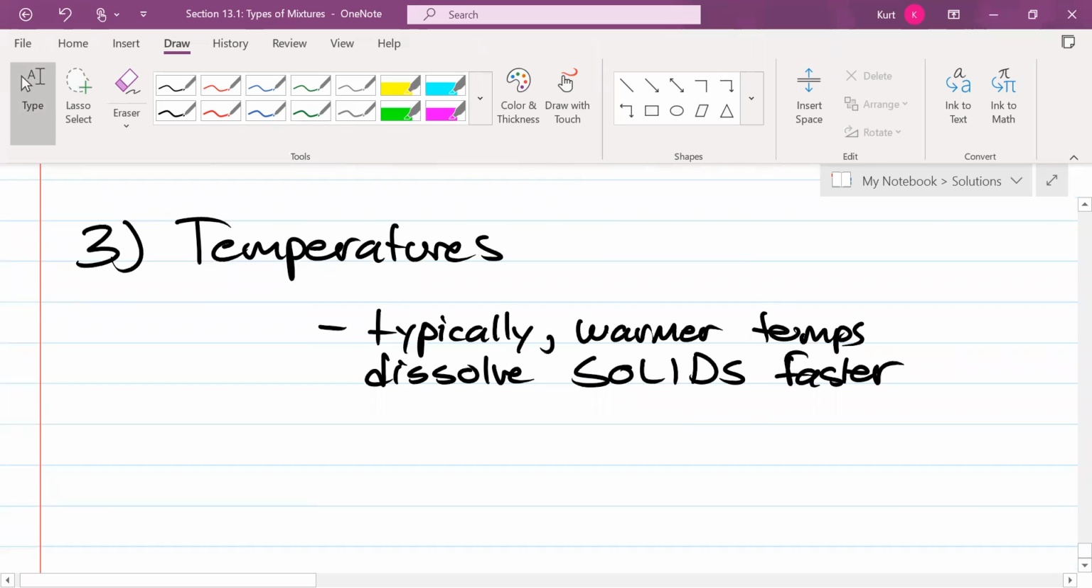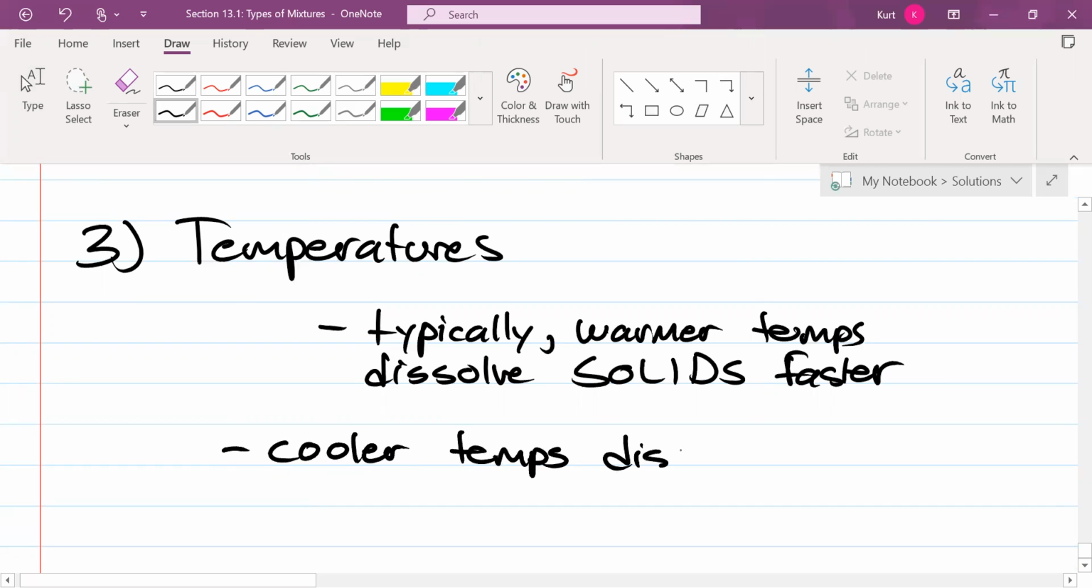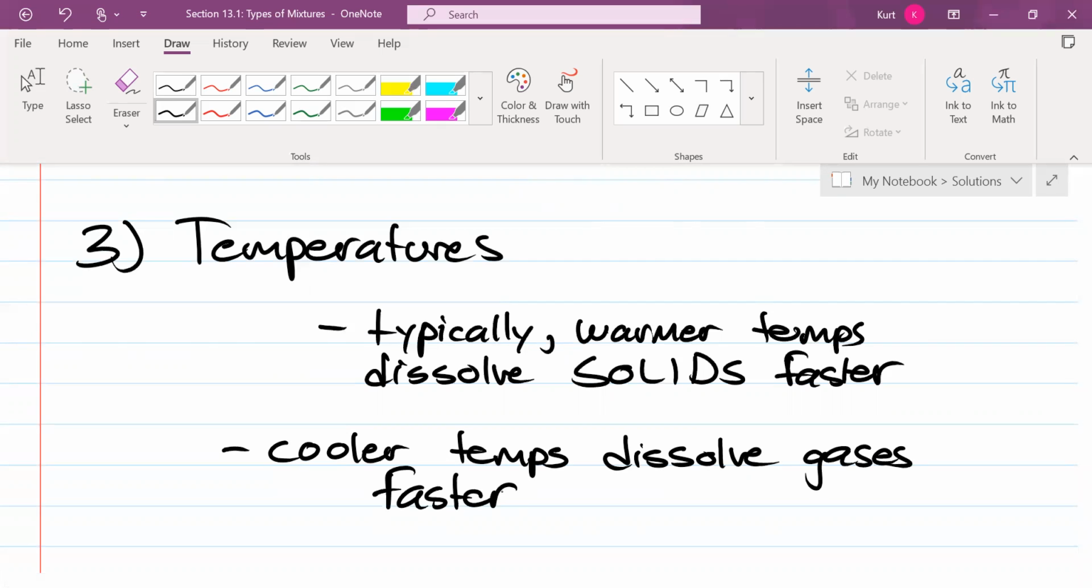However, cooler temps dissolve gases faster. Think about those of you who like soda. Carbon dioxide is dissolved into the soda. When soda's flat, all the CO2 is gone. At what temperatures does soda get flat more? Warmer. So you got to keep a liquid cooler so that the gases can dissolve better. All right.